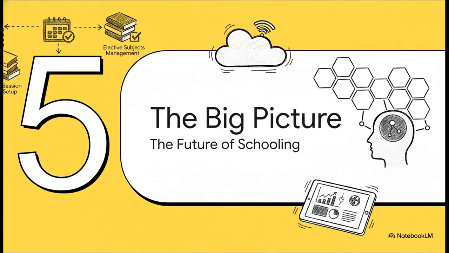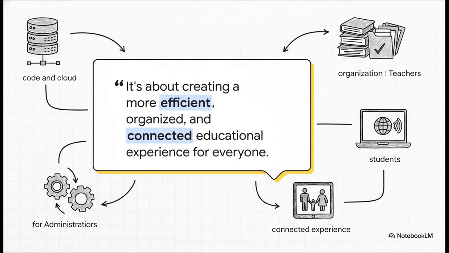When you step back from all these individual features, from setting up a school year to managing elective subjects, what's the big picture here? What does all this technology really mean for the future of education? At the end of the day, this isn't really about code or servers or the cloud. It's about using technology to create a single, reliable source of truth for an entire school community. It makes life more efficient for administrators, more organized for teachers, and it creates a connected and transparent experience for students and their parents. So I guess the real question isn't if technology will run our schools anymore, but how we'll use all this incredible data to build an even better future for education.